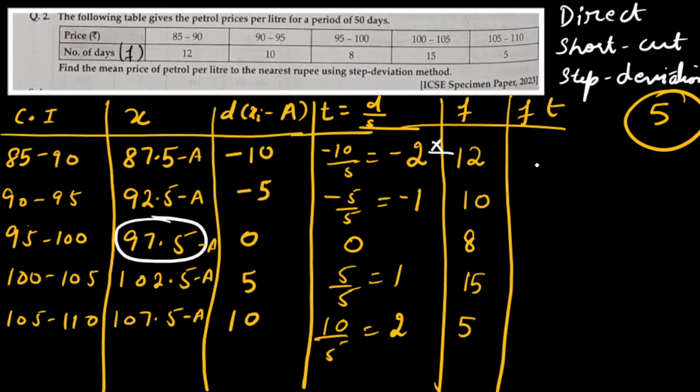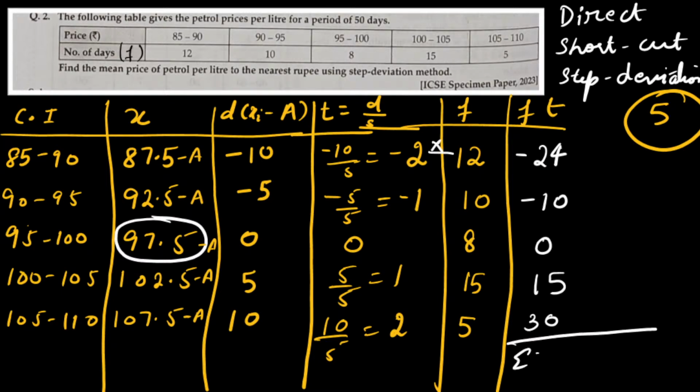So 2 into minus 2 into 12 is minus 24, minus 1 into 10 is minus 10, 8 into 0 is 0, 15 into 1 is 15, 5 into 2 is 30.